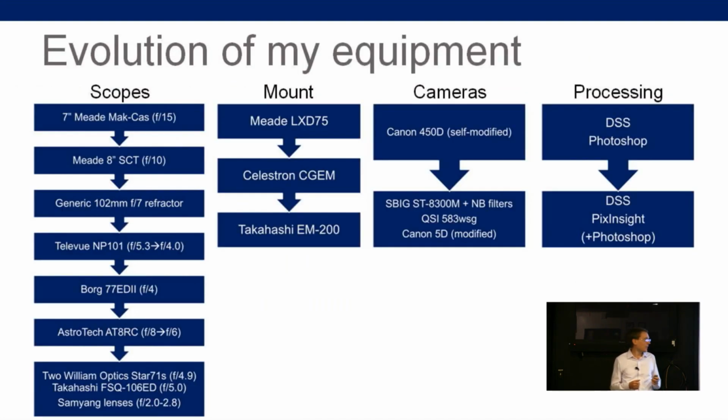So a little bit about the equipment. This is the evolution that I've gone through over the past 7-ish years in astrophotography. I started off with a 7-inch Meade Maksutov Cassegrain. This was the scope that I always wanted when I saw it in the magazines, Astronomy and Sky and Telescope, years ago. It just looked beautiful, right? That giant meniscus lens on the front.